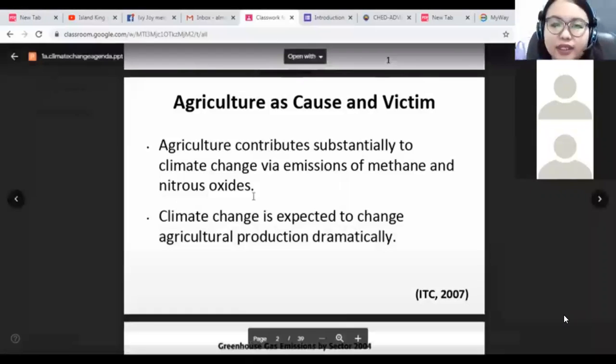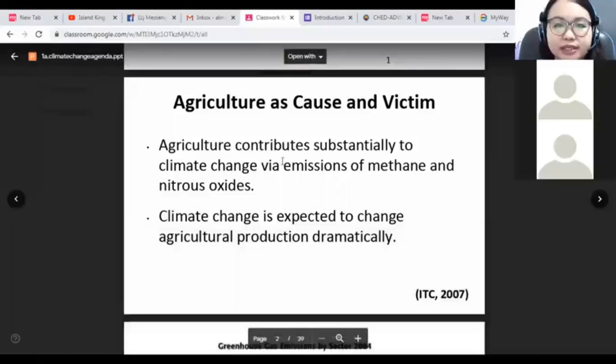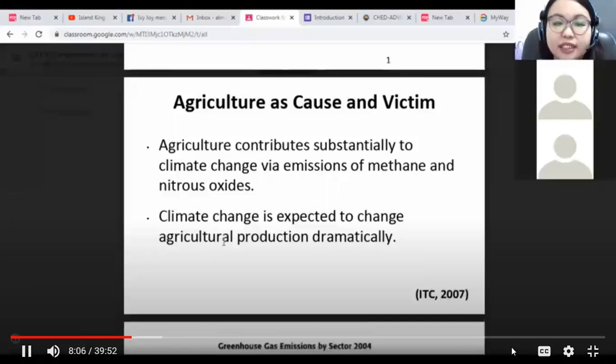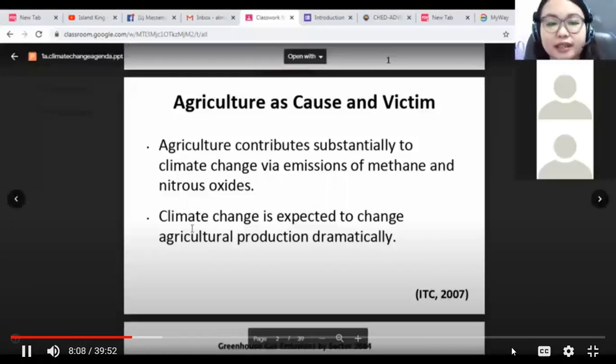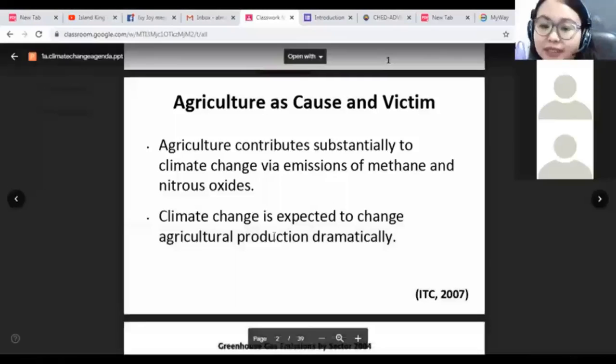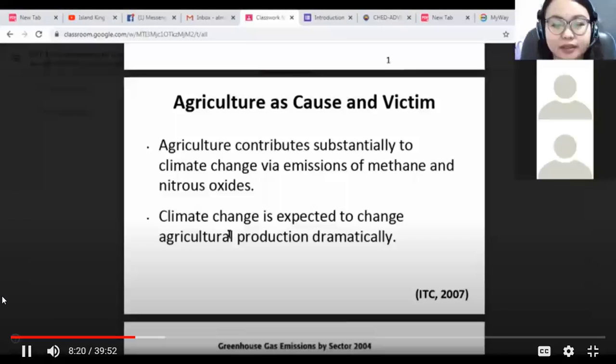It contributes by emission of methane and nitrous oxide. And because of this, it will affect agricultural production dramatically. Because what happens when the temperature gets high, right? When the temperature gets to 50 degrees Celsius.